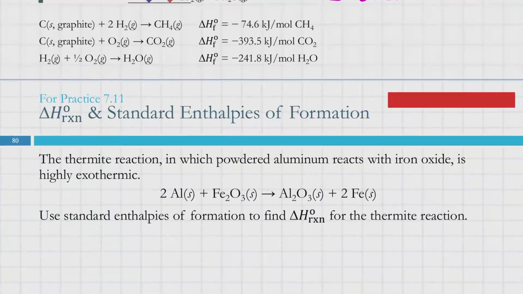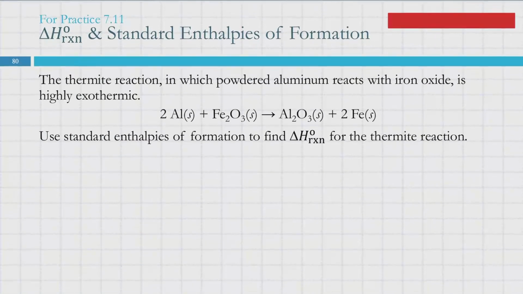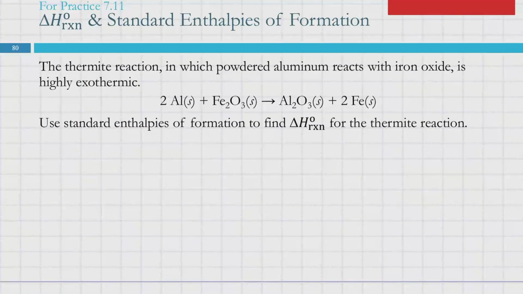And we can do an example for this. So we're going to have to reference back to our previous slides to find some of these delta H values. So we're looking for aluminum, iron 3 oxide, aluminum oxide, and iron. 2 of these are in their standard states though, so we don't have to look for them. Which 2 are those?